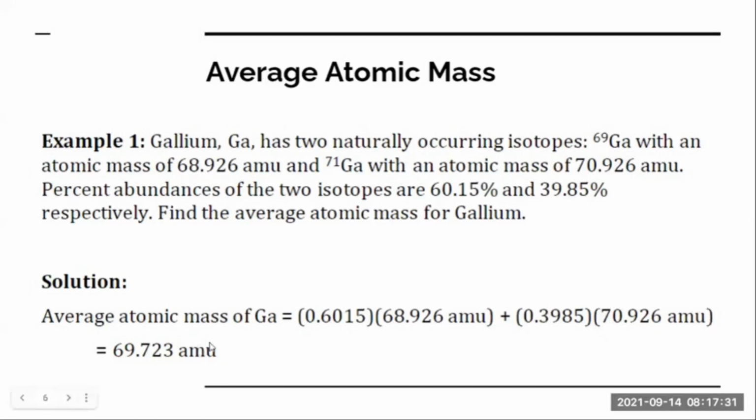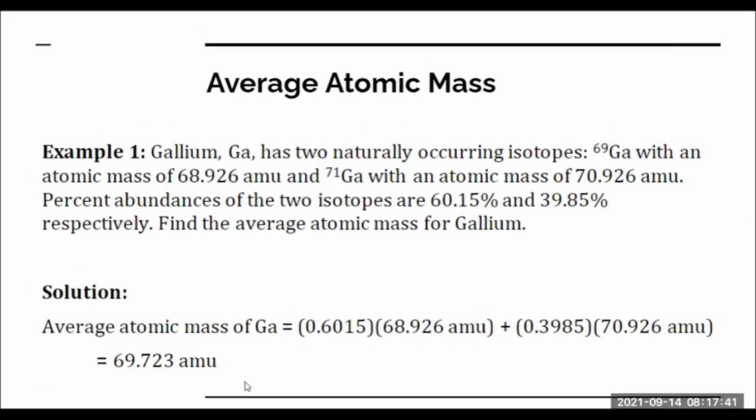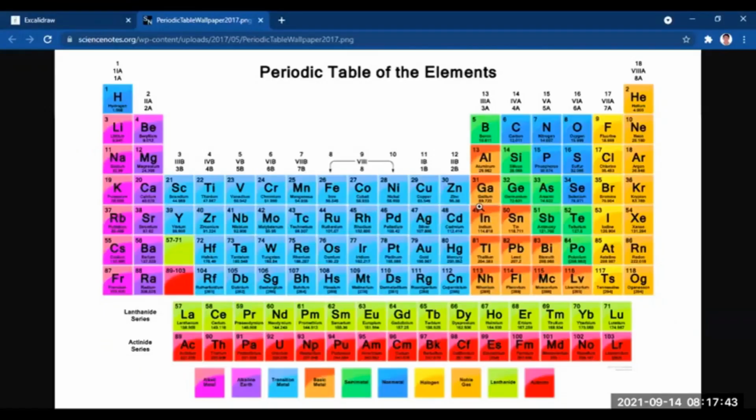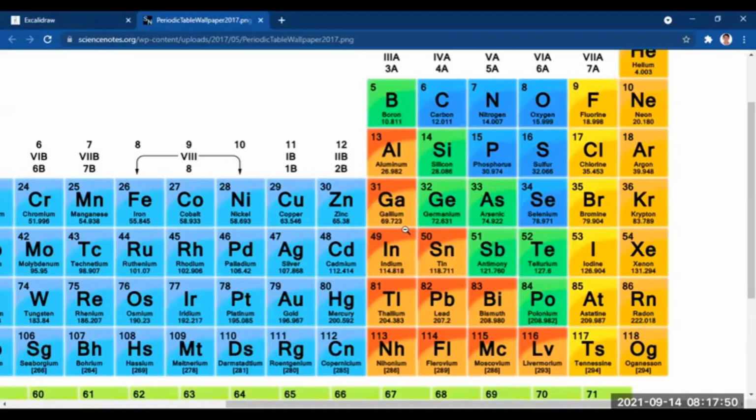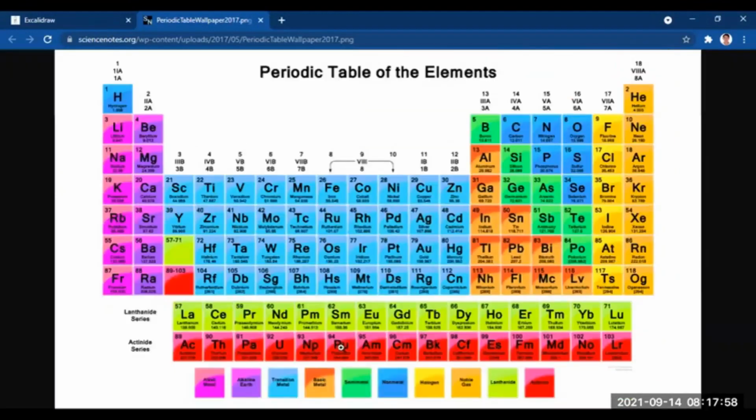So we get an average atomic mass for gallium of 69.723 atomic mass units. If we check the periodic table, gallium, so this one, is 69.723 atomic mass units. Let's go back to the presentation.